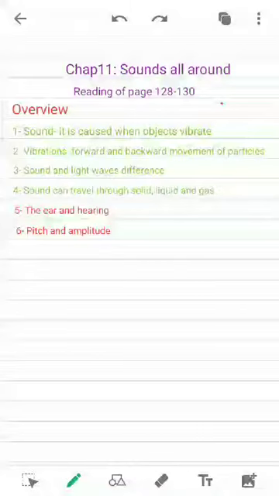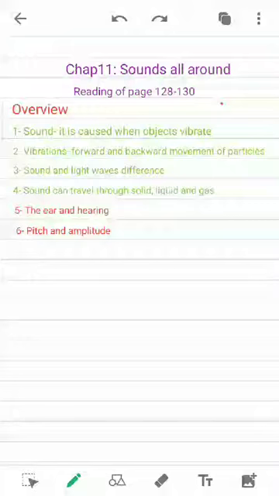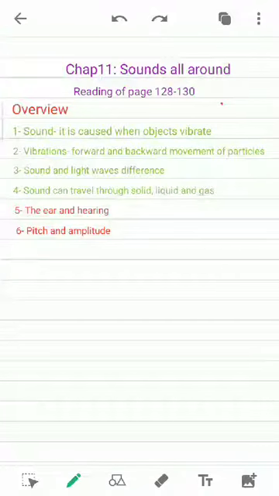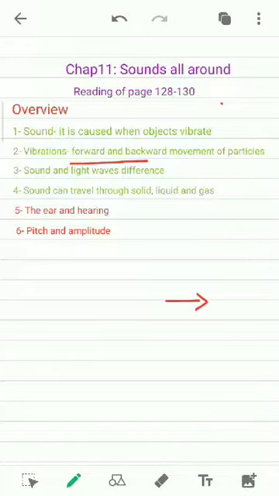Sound is also an energy, just like light, and it is caused when objects vibrate. For example, when you hit an object, it will make a sound because it starts vibrating. What are vibrations? Vibrations are basically the forward and backward movement of particles, moving forward and then moving backwards.